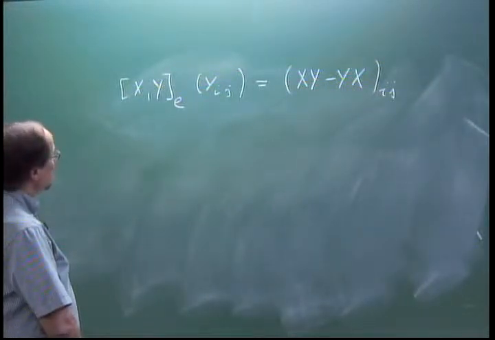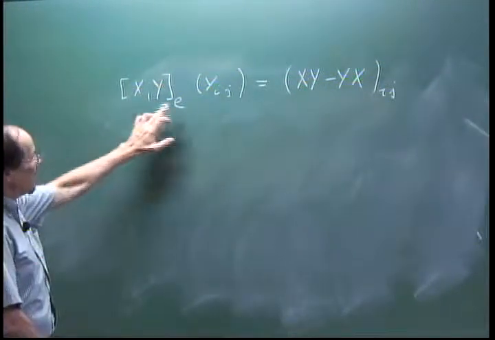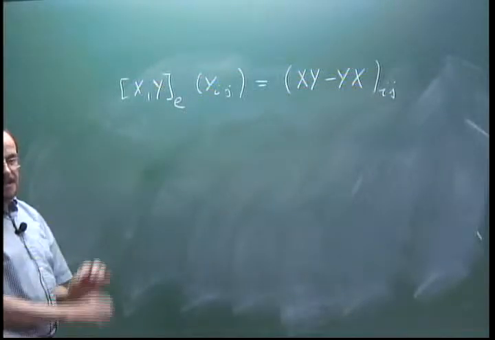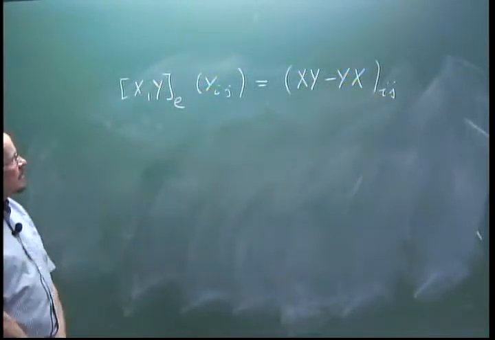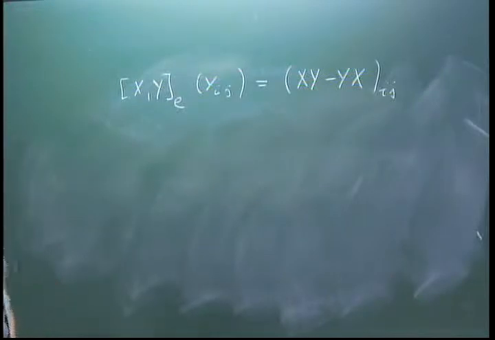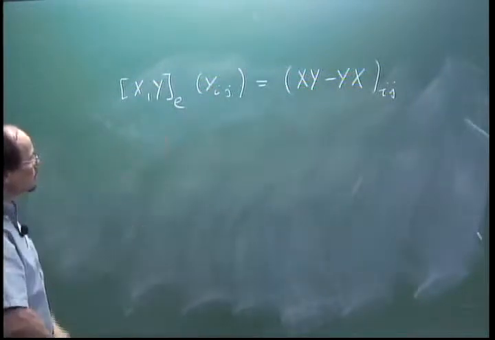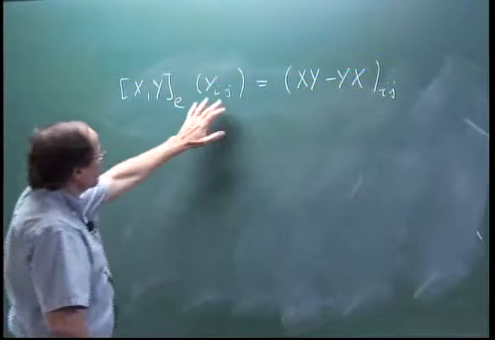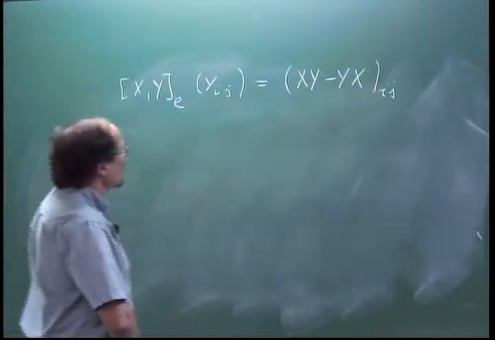Because these are left invariant vector fields, I only have to compute the Lie bracket at the identity. But that's how I identify my left invariant vector field with a tangent space at the identity. So that's all I need to know. I apply it to the coordinate function, and I get this expression.